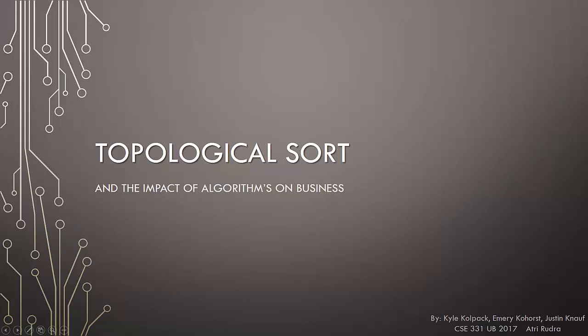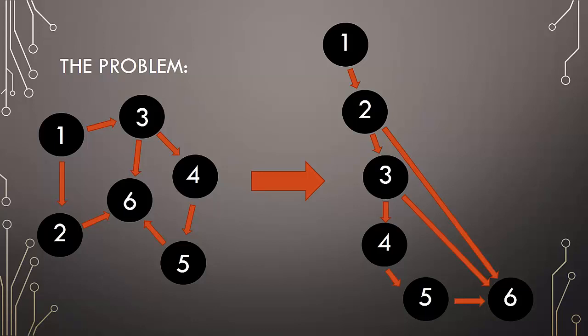Today, we're going to be discussing the impact of the topological sort algorithm and how its usage in electronic spreadsheets has impacted business, particularly in the popular spreadsheeting program Microsoft Excel. The problem behind this algorithm is to create a schedule for a sequence of jobs based on their dependencies on other tasks to be completed first.